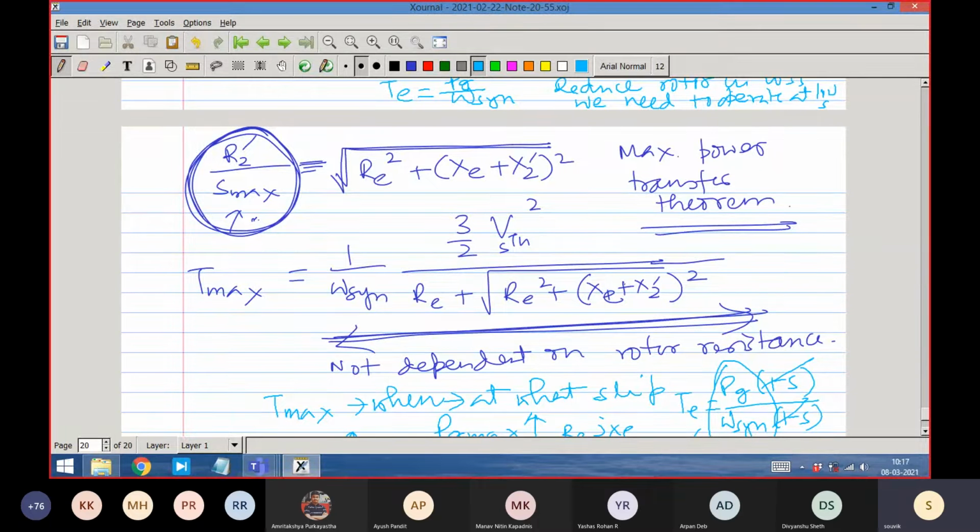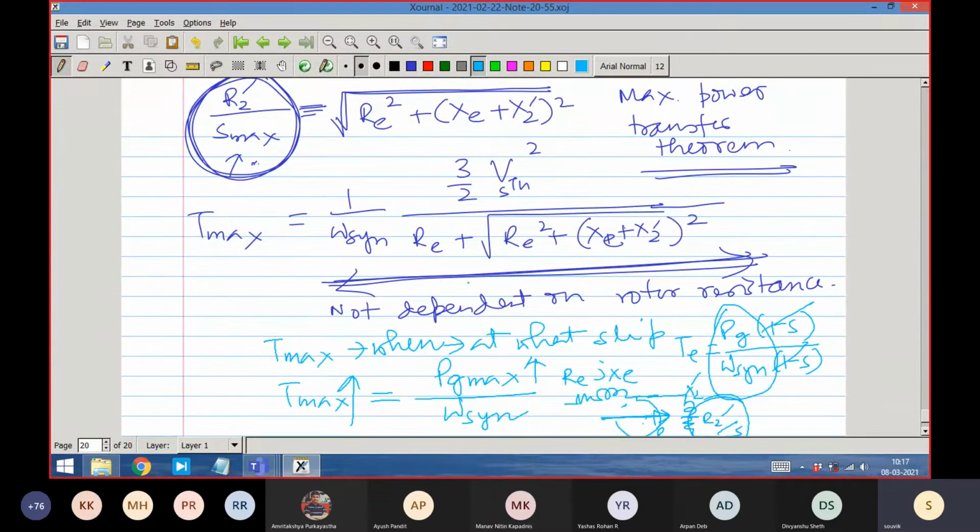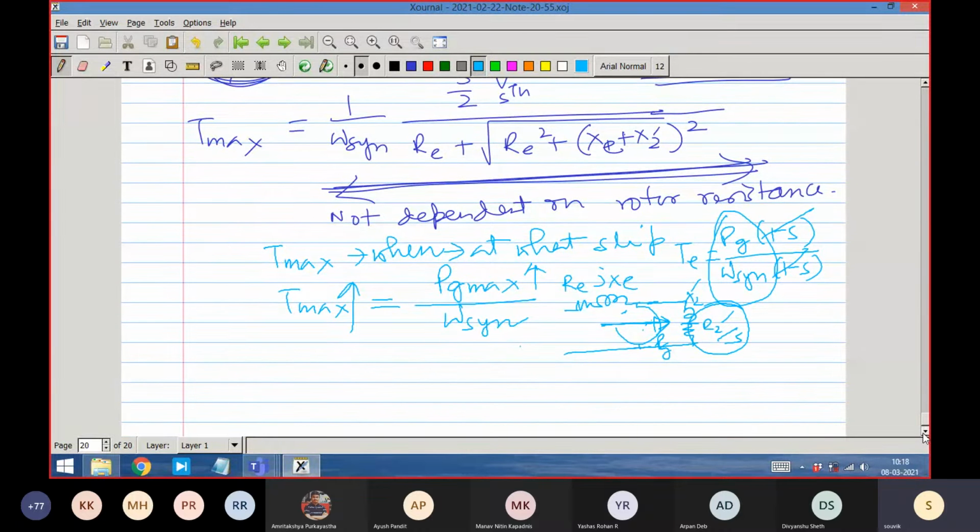Note that in this expression, very qualitative noting is very important. We see that there is no R2 dash and S component here. The maximum torque value, expression wise, doesn't depend upon the rotor resistance and the slip. It depends upon RE, XE and X2 dash. So with that knowledge we can do a few nice things now.